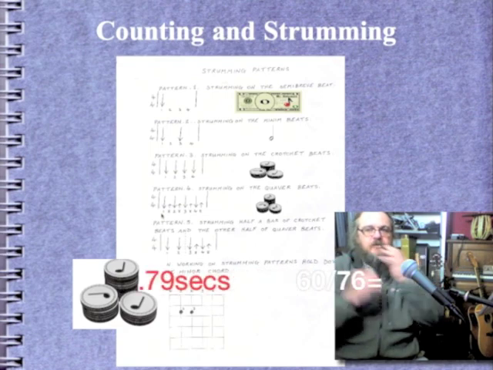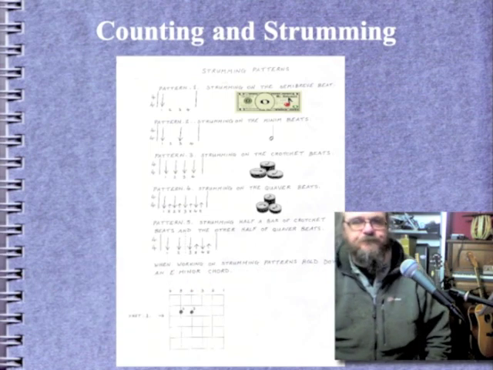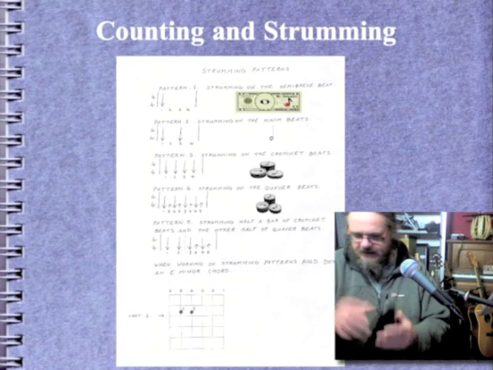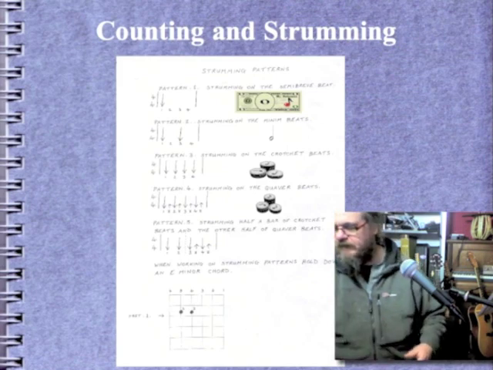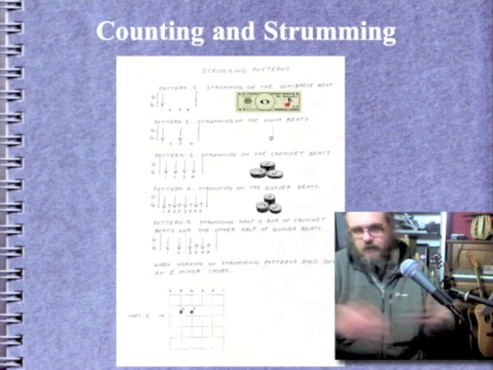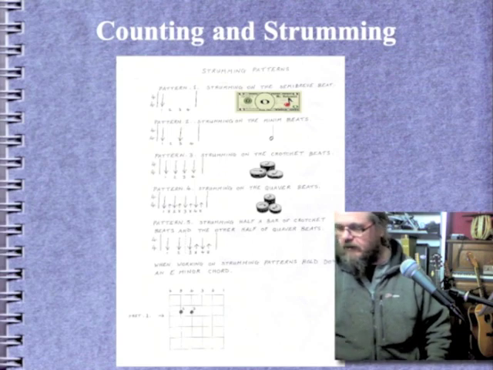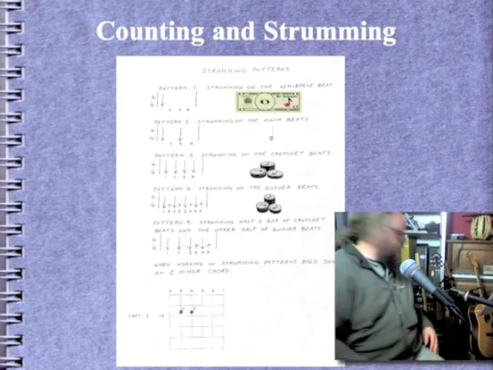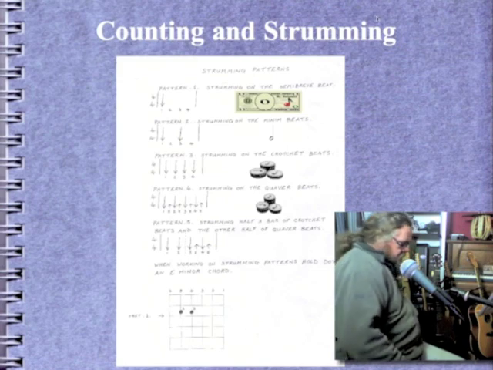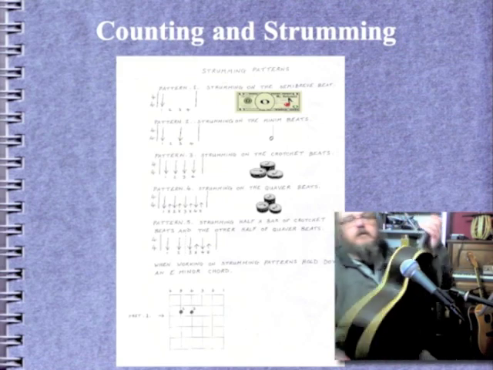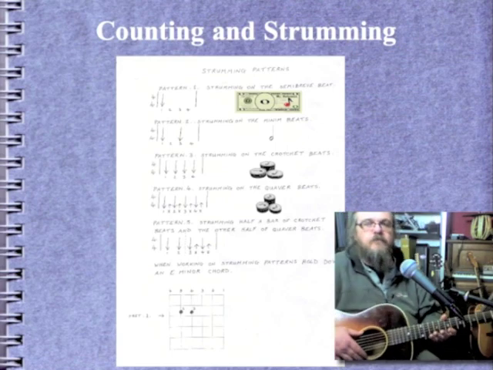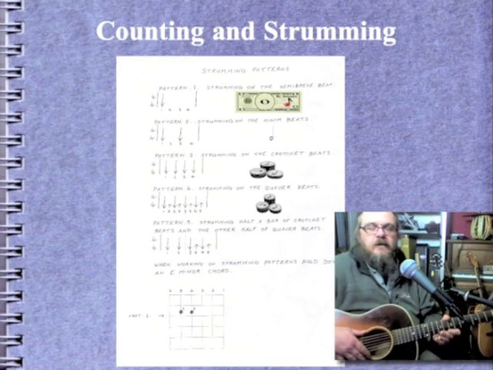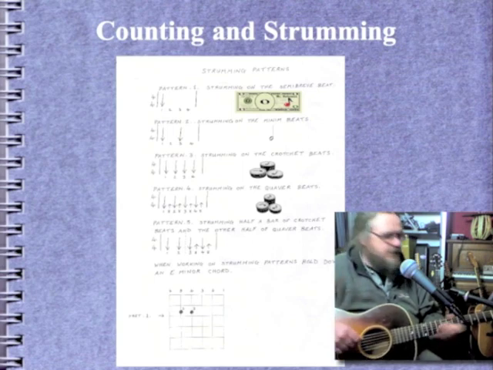So counting and strumming, we need our metronome, which I set at 60 beats per minute, just to keep to round numbers and keep it slow. You start slow and work up when you're practicing. One, two, three, four. Right, here's our whole note. So that lasts for four beats.